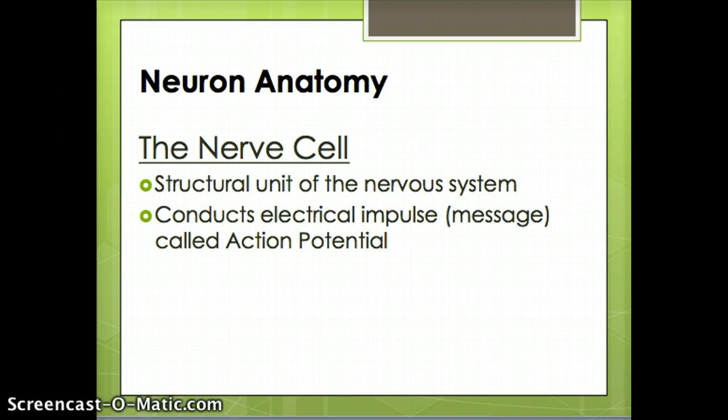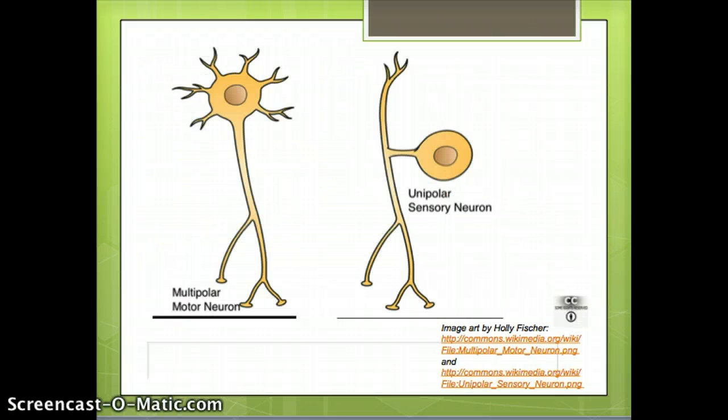The nerve cell is the structural unit of the nervous system. As we said, it conducts electrical impulses called an action potential. Sometimes we call these nerve potentials or nerve impulses. This picture shows you two types of nerve cells. There's a multipolar neuron and a unipolar neuron, which is the sensory neuron.